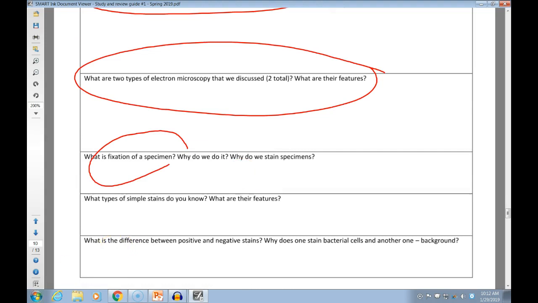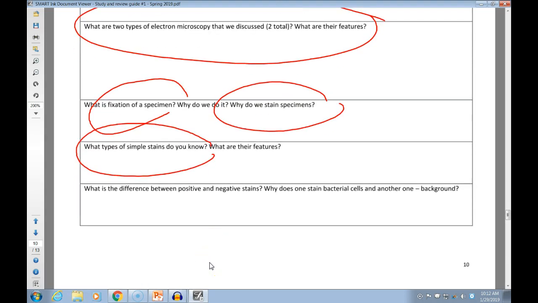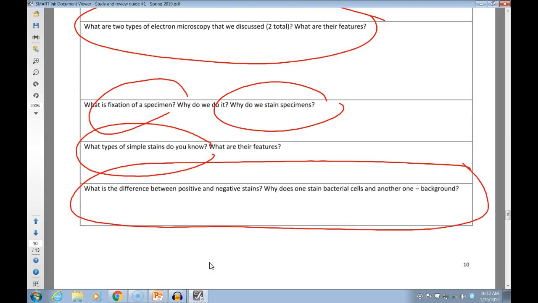Fixation, making the specimen dead and unmovable, so it doesn't move anymore. We stain specimens to increase contrast. Simple stains. Know the difference between positive and negative stains. Positive stains stain the microbe because they are positively charged and bind to the negatively charged microbial surface. Negative stains stay in the background. So that's what I'm referring to here. Okay.